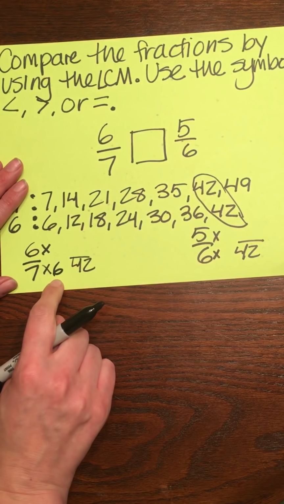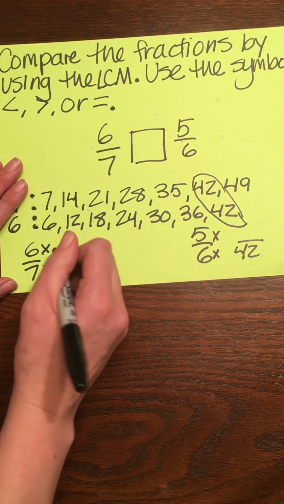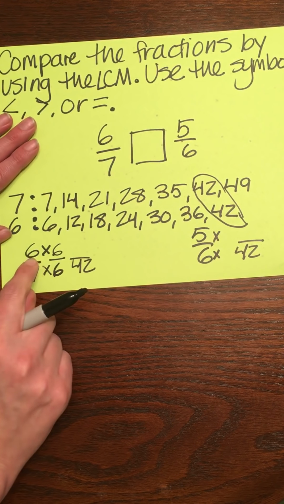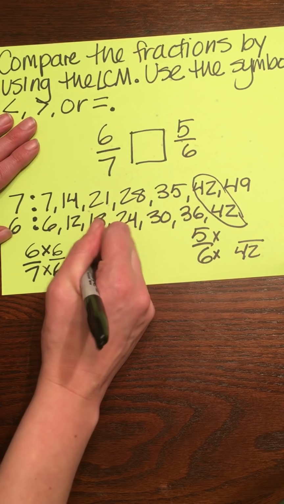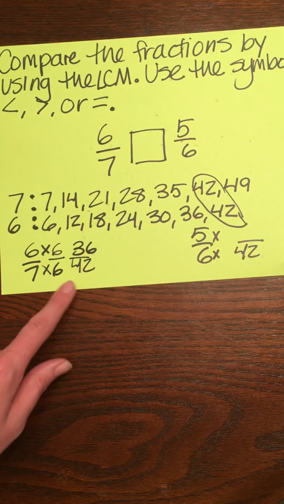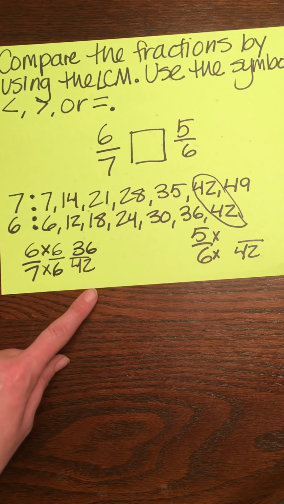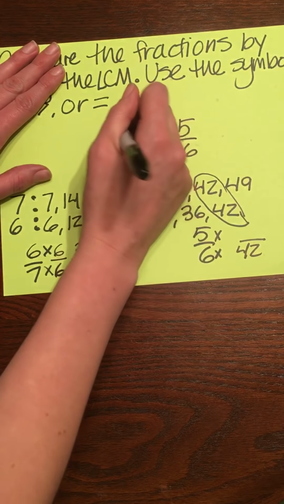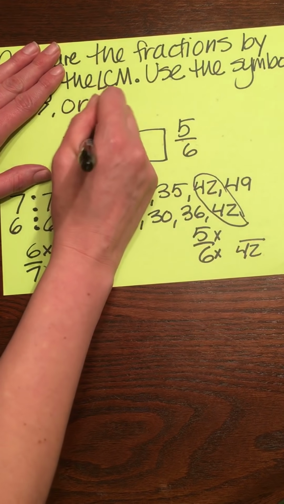And whatever you do to the bottom, you need to do to the top too. Because if you look right here, 6 over 6 is 1, right? So it's just like we multiplied by 1, like you guys learned in one of our other lessons. Okay, so 6 times 6 is 36. Here is our brand new fraction. It looks a lot more complicated, but it's actually going to be better because they'll both have a 42 on the bottom. All right, so I'm going to change this to our new fraction.